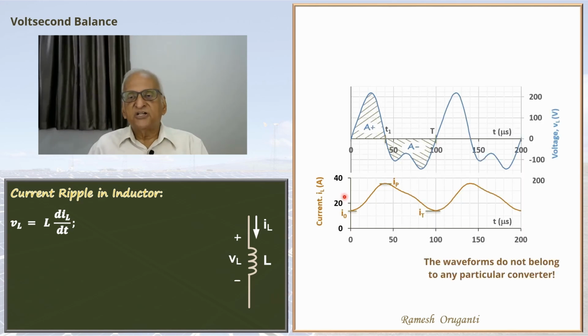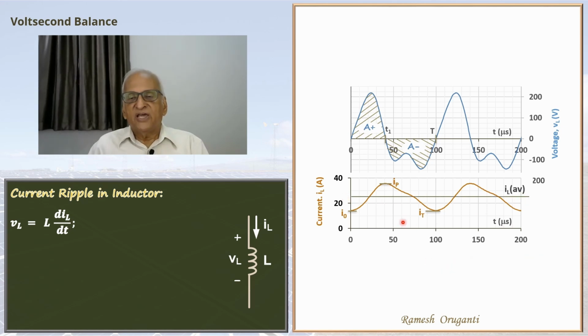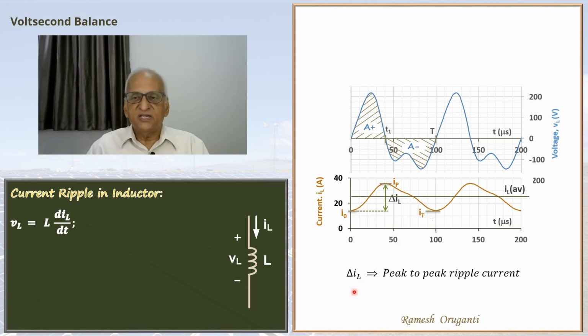The average inductor current is shown here, IL average. Now we would like to determine IP minus I naught. That is the delta IL, or the change in the inductor current. It's also called the ripple current or peak to peak ripple current.